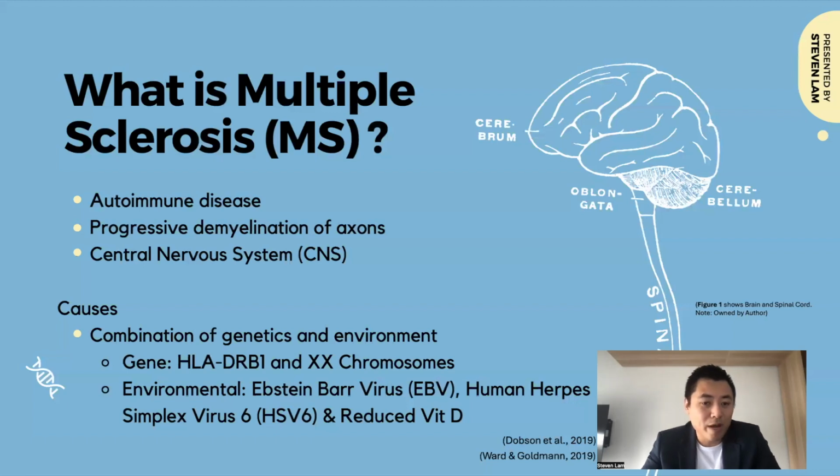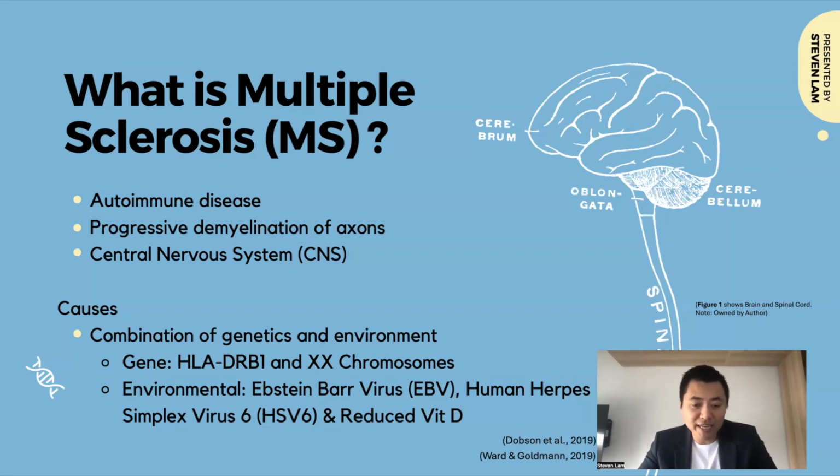Okay, so what is MS? I want you guys to remember 3 points. It's an autoimmune disease that is caused from progressive demyelination of axons that occurs within the central nervous system. Now, the causes are a combination of genetics and environmental factors.